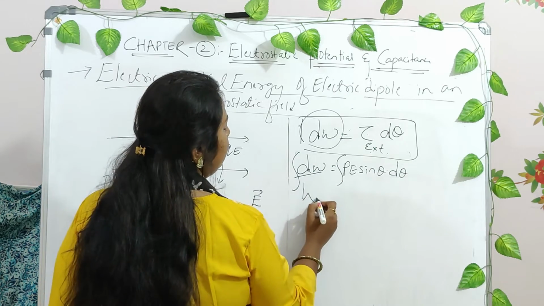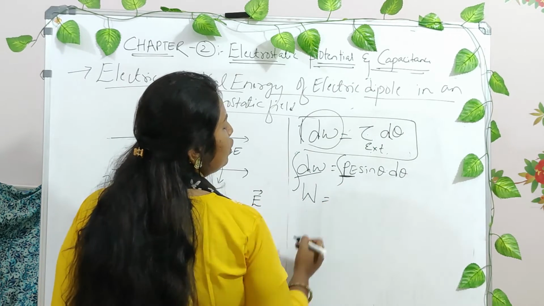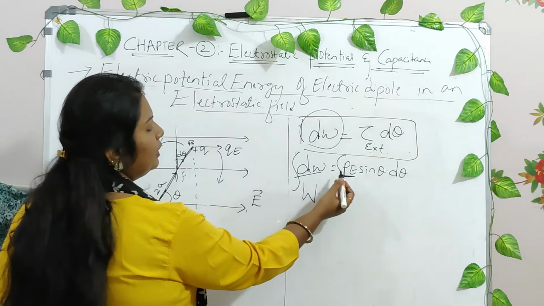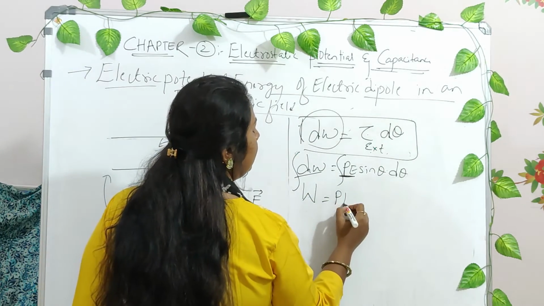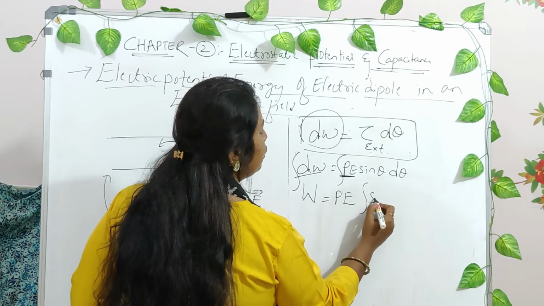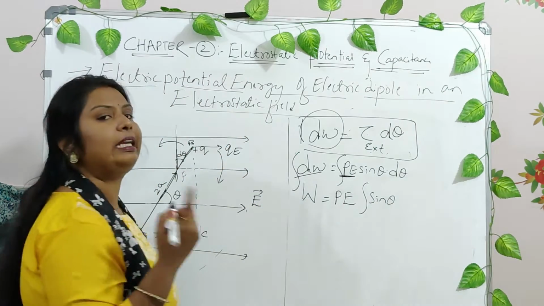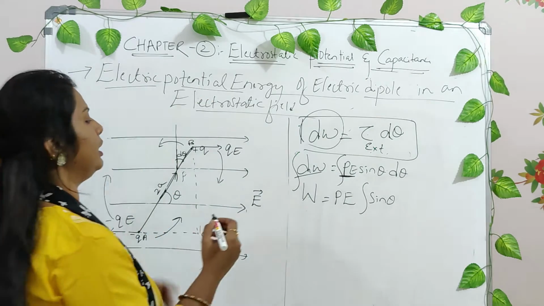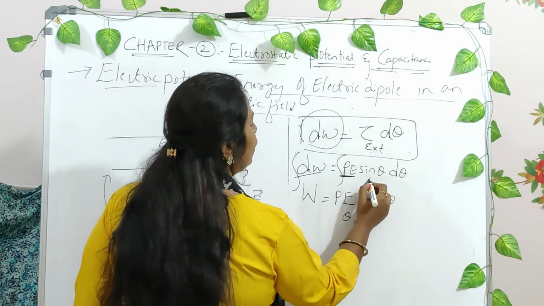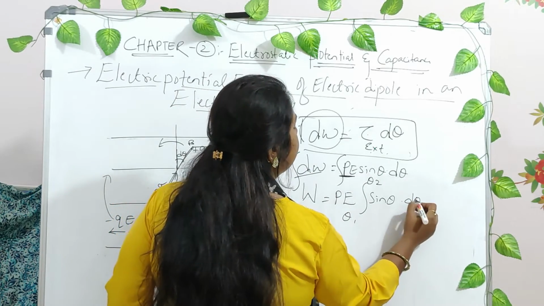Integration of dW is W, right? pE remains constant, the electric field is constant here, and the dipole moment is also constant, right? So you take pE outside. Integration of sin theta, from which angle to which angle? We are moving a dipole from an angle of theta 1 to theta 2. Then you put theta 1 to theta 2, sin theta d theta, right?